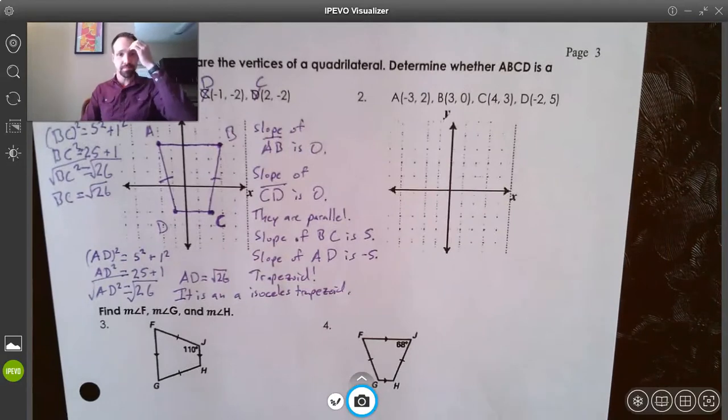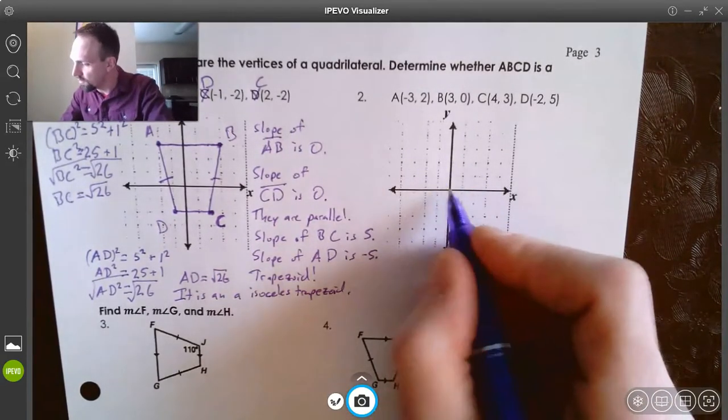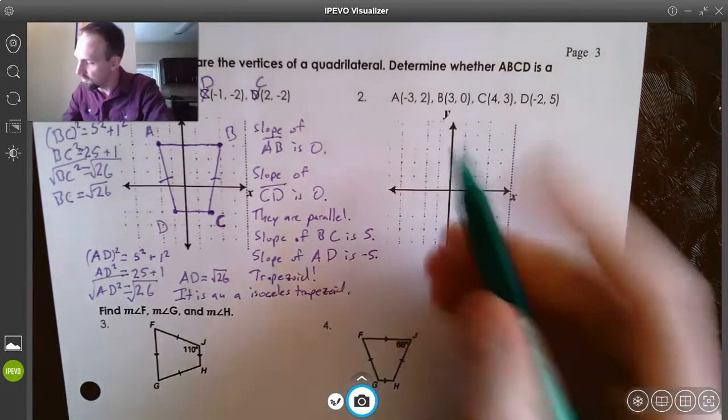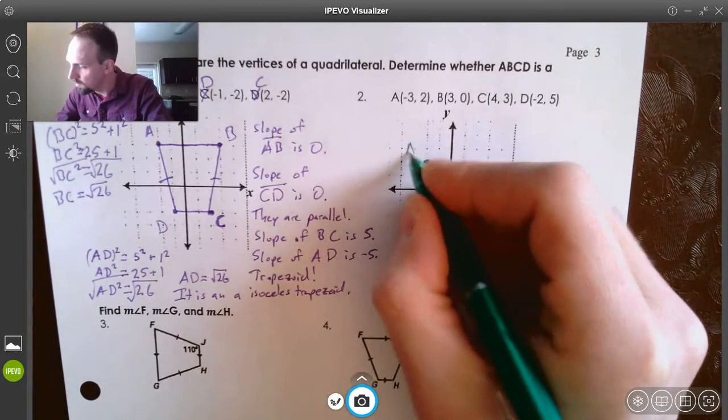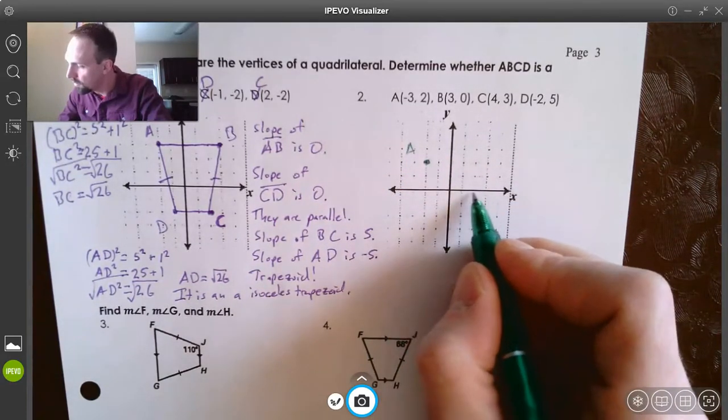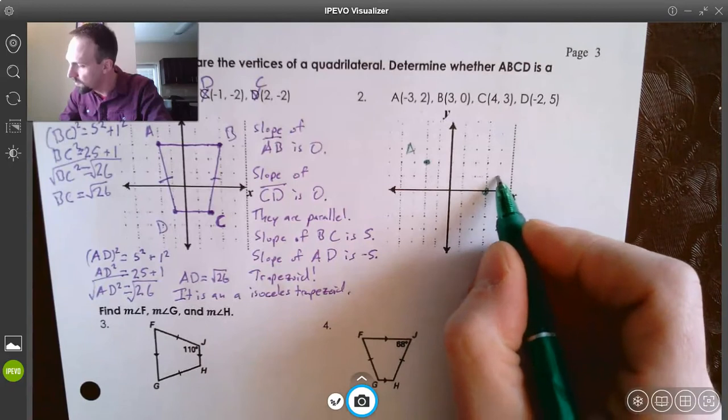Now number 2. So this one, we've got A is -3, 2. I'm going to switch to a different color just so it's easier to see. -3, 2. So there's A. B is 3, 0. 1, 2, 3. So there's B.